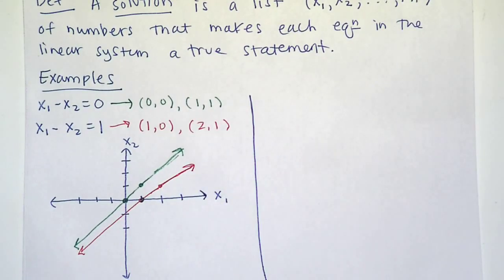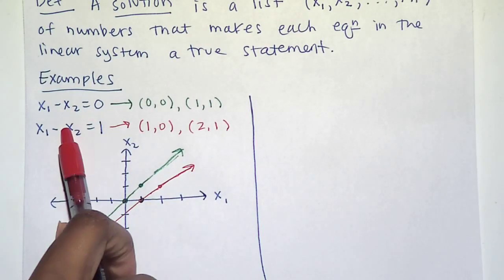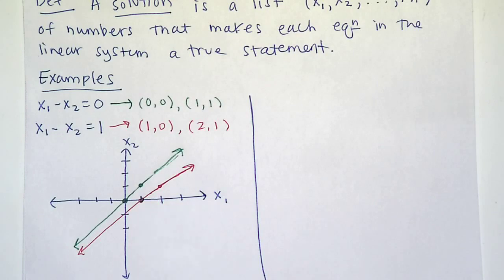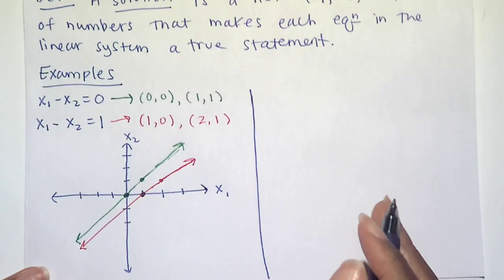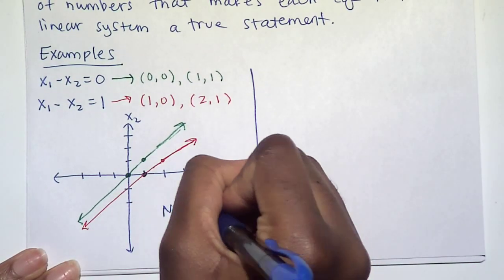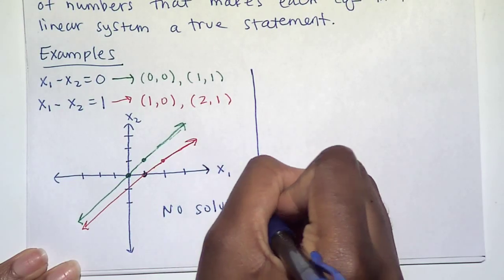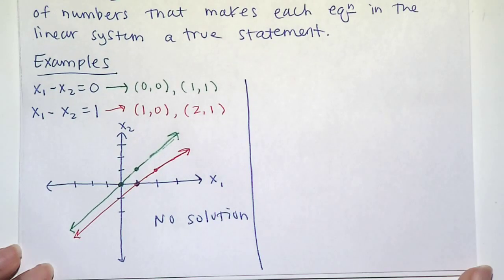All right, so if I had drawn these lines perfectly, we would characterize these as parallel lines, and parallel lines never intersect. So what would be the solution of this system if these solution sets never intersect? Well, there would not be a solution. So we would say no solution for our linear system.